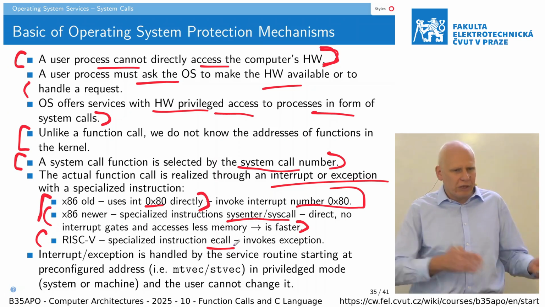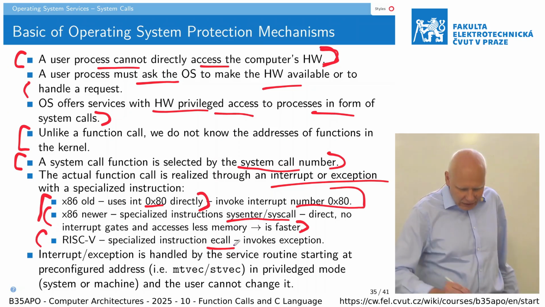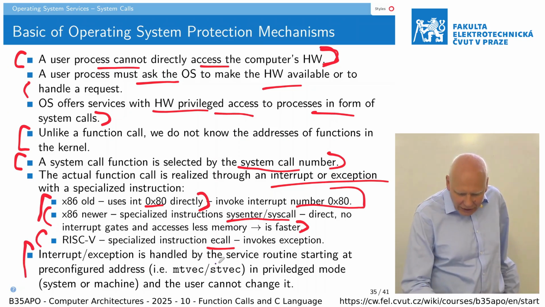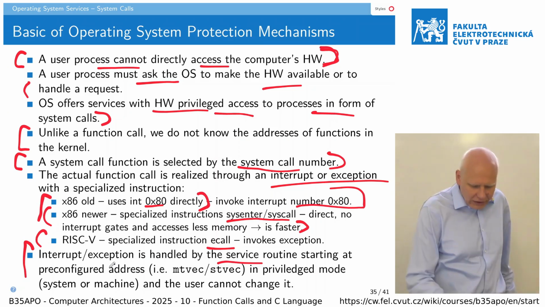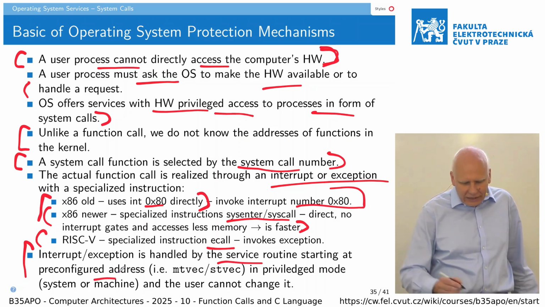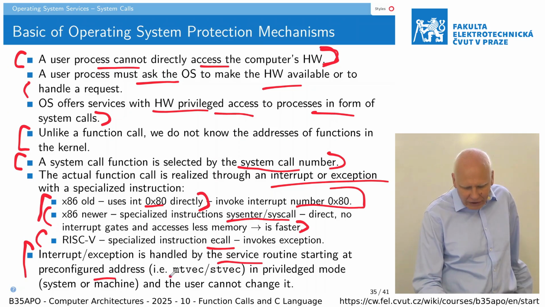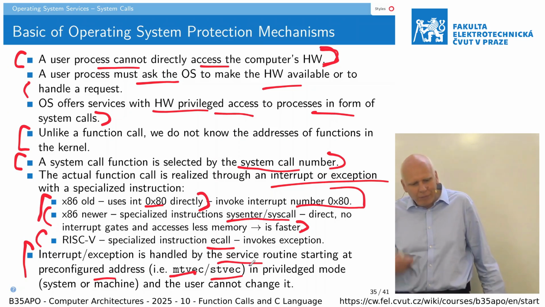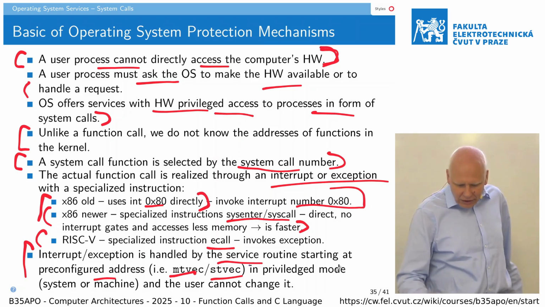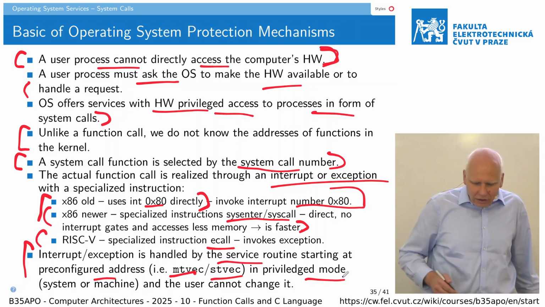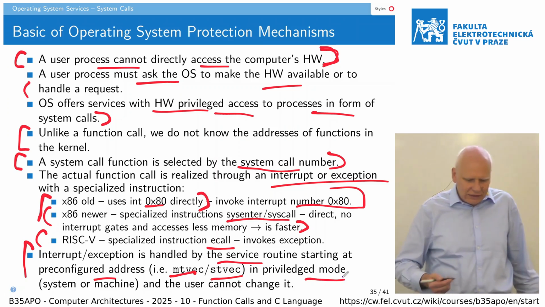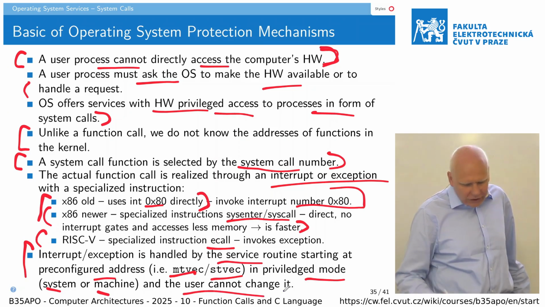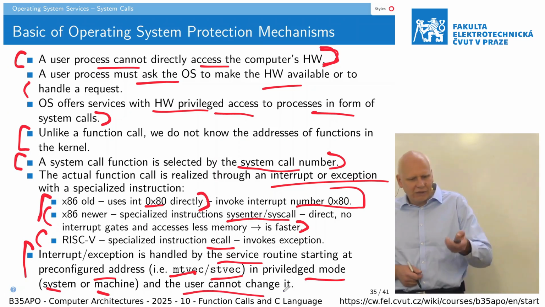I have already spoken about it during the last lecture, and it is in fact a synchronous exception which is handled by some service routine starting at a preconfigured address. In the case of RISC-V, for machine mode it is the MTVEC, or in the system, the trap vector register. On entering this routine, there is a switch to the system or machine mode, and the user cannot change the address where the service routine is called.